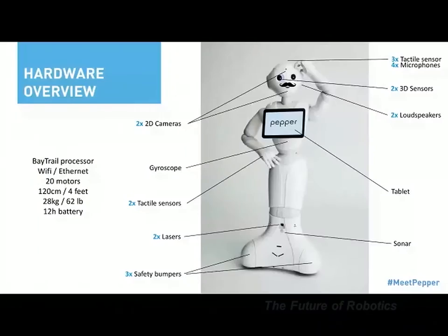So that's it. It was just a little demo, but to show you that Pepper is mainly a robot that is made for interaction. The hardware is of course not everything on the robot. And one of the interesting and really essential parts is the software.